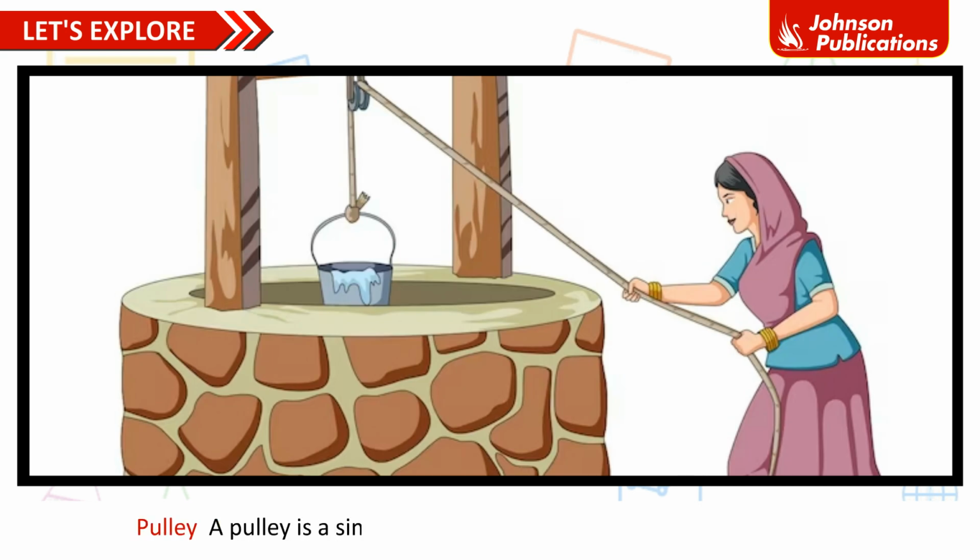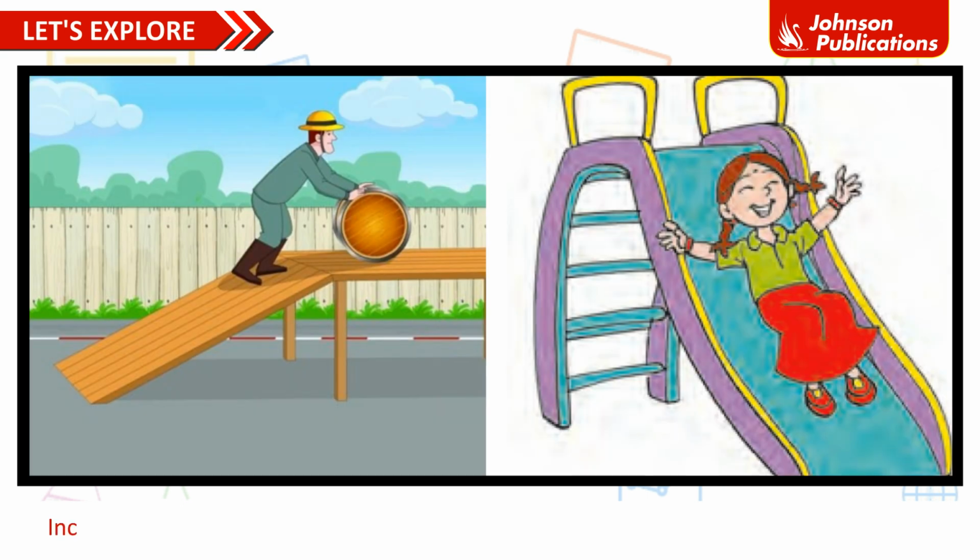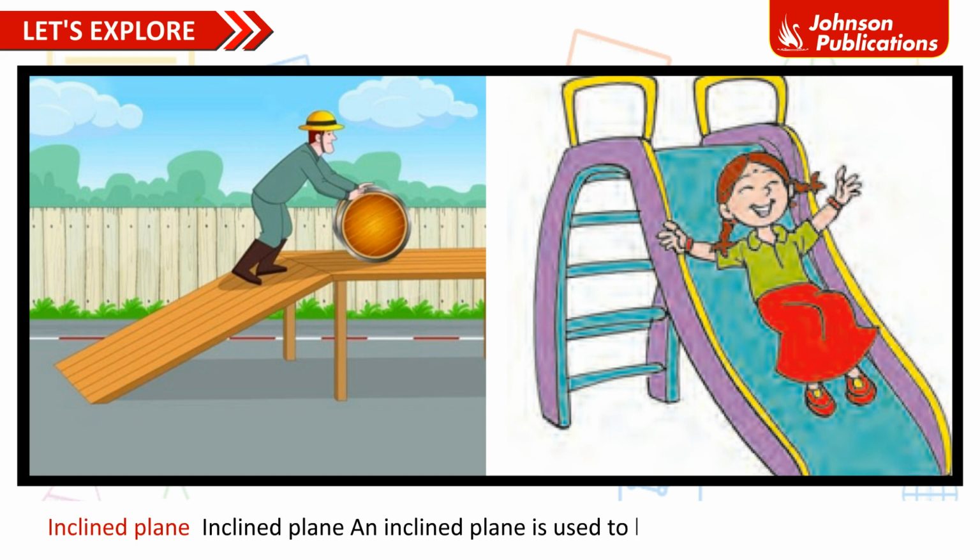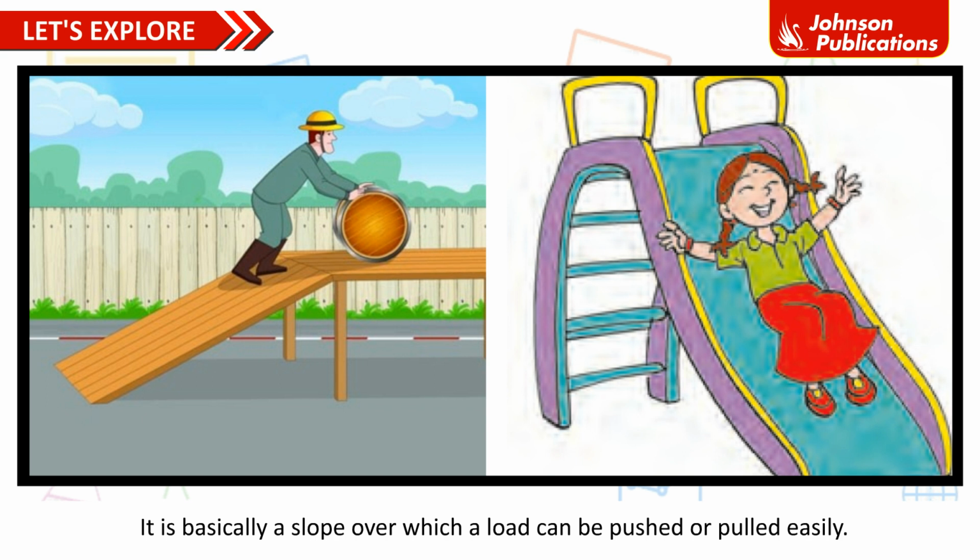Pulley. A pulley is a simple machine used to draw water from the well. It consists of a rope running over a grooved wheel. We see people using this in villages to draw water. Inclined plane. An inclined plane is used to load heavy barrels, sacks, etc. onto trucks. It is basically a slope over which a load can be pushed or pulled easily.